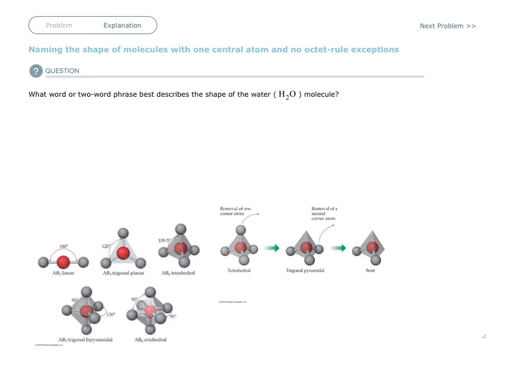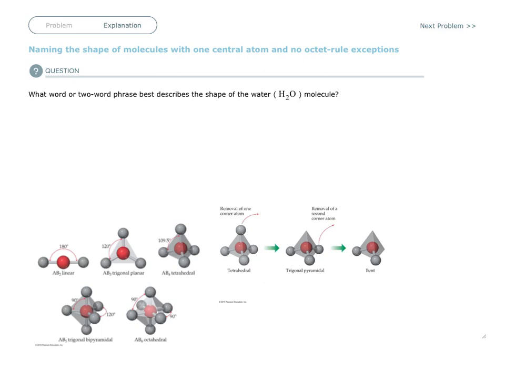Welcome back. This is an Aleks training video on naming the shape of molecules with one central atom and no octet rule exceptions. All right, so if I have a water molecule, H2O, and they want to know what its shape is, the shapes are usually one or two words, and that's why this question's like this. What word or two-word phrase best describes the shape? So they're making you guess the shape of H2O.